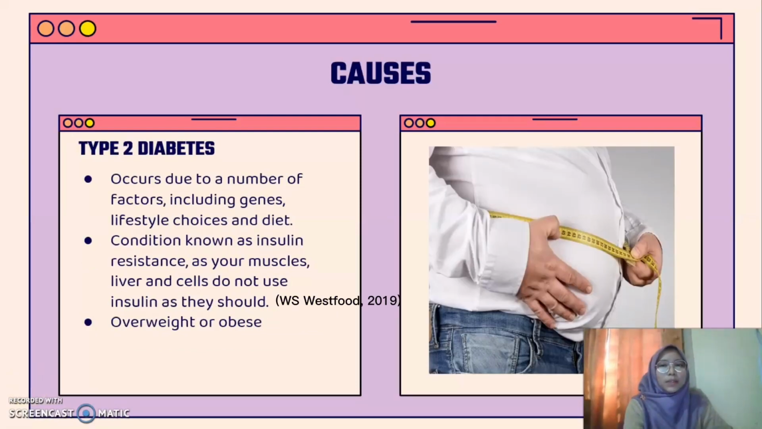Next, type 2 diabetes occurs due to a number of factors including genes, lifestyle choices, and diet. Type 2 usually begins with a condition known as insulin resistance, as your muscles, liver, and cells do not use insulin as they should. This type of diabetes usually develops in overweight and obese individuals.